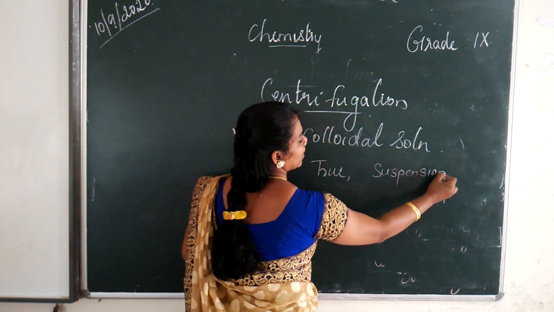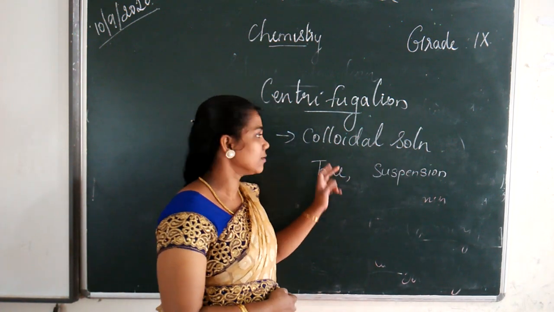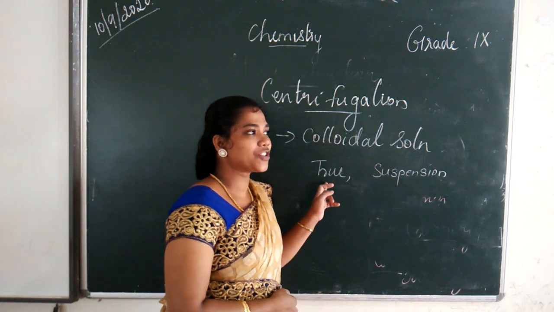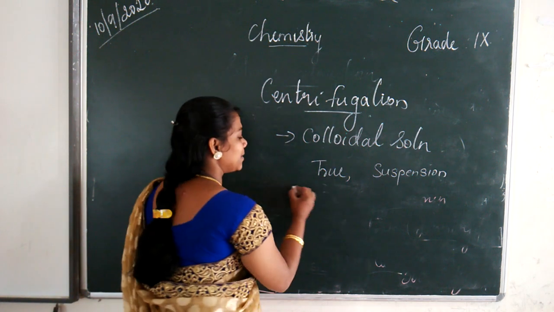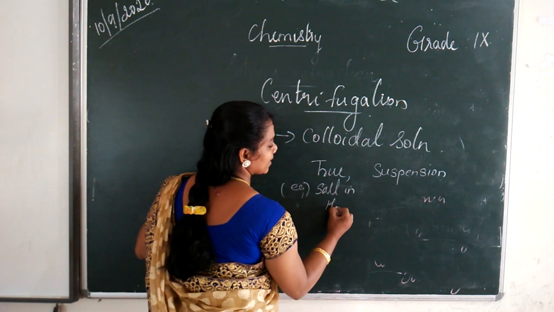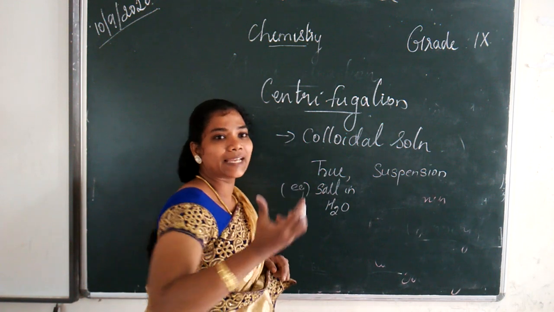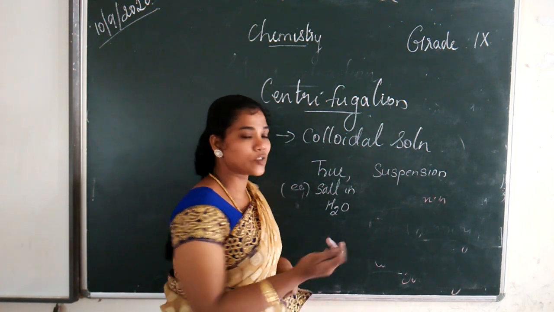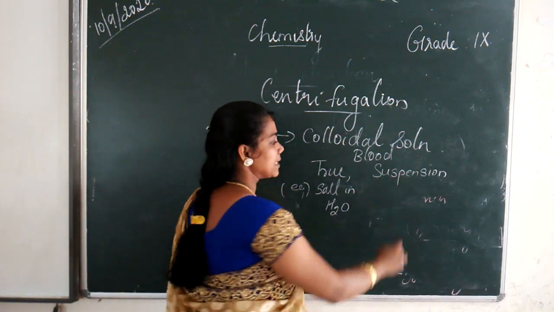So, while mixing the components with each other, they can form a true solution, they can form a colloidal solution, they can form a suspension. True solution means, for example, salt in water. Salt in water is an example for true solution. Colloidal solution, see, milk in water. Milk in water is the best example for what solution? Colloidal solution. Blood is an example for colloidal solution.